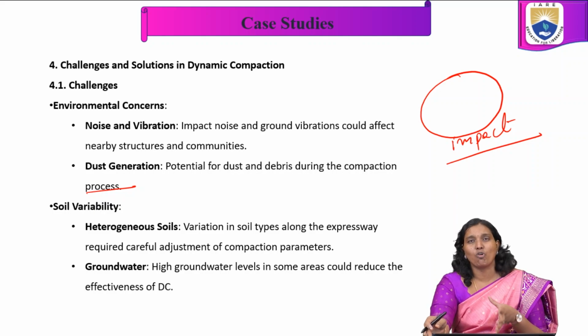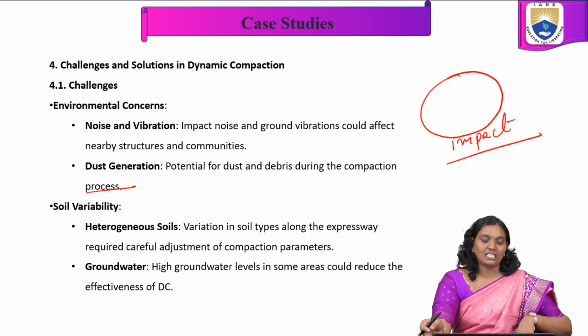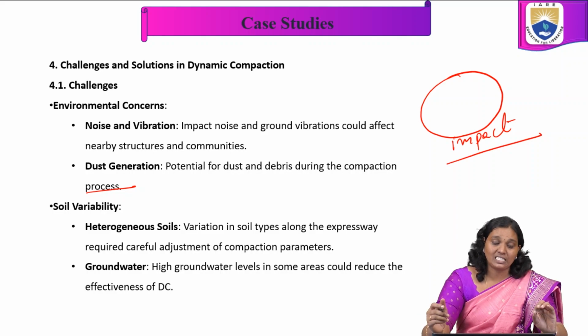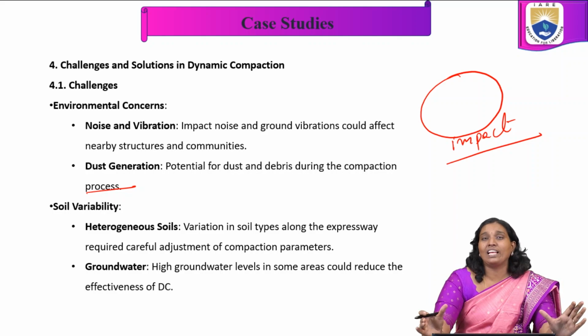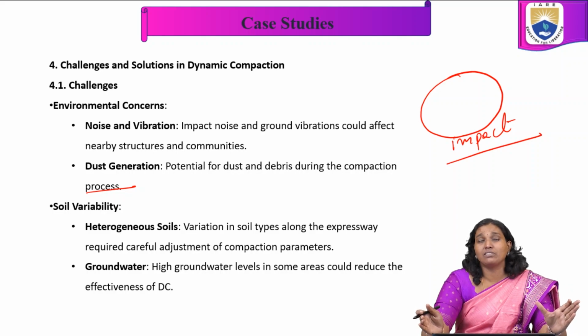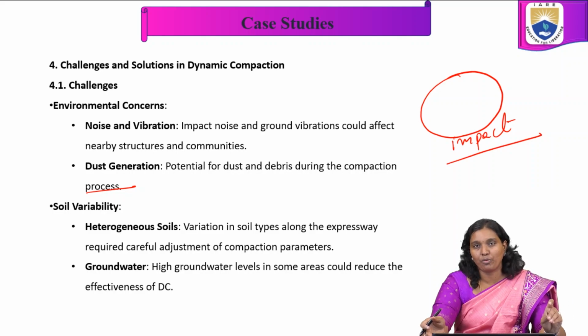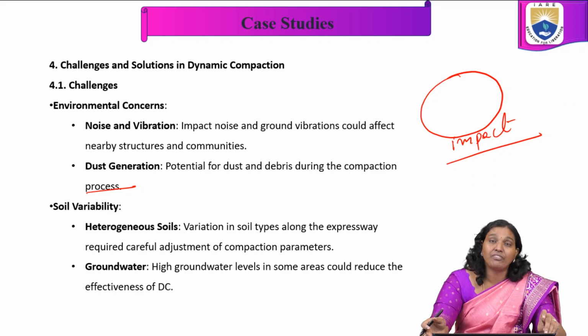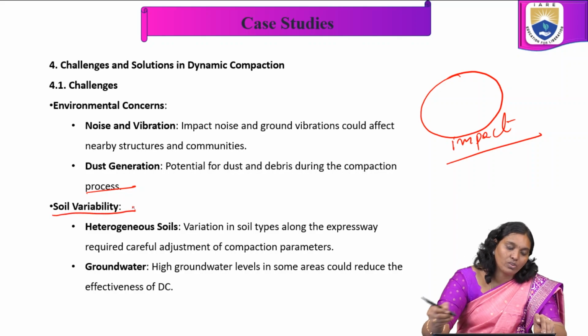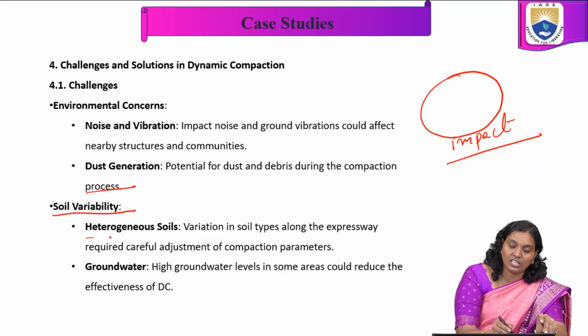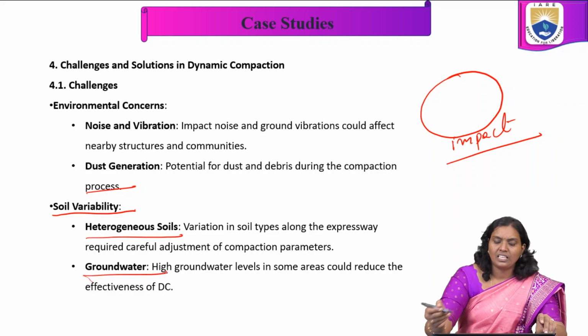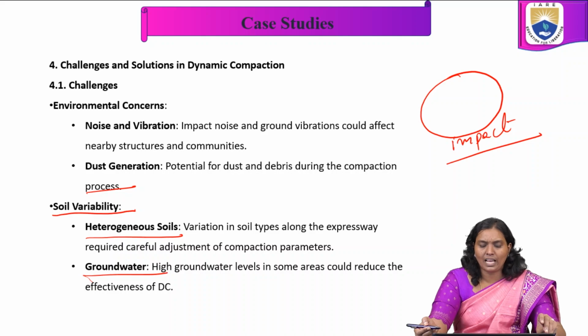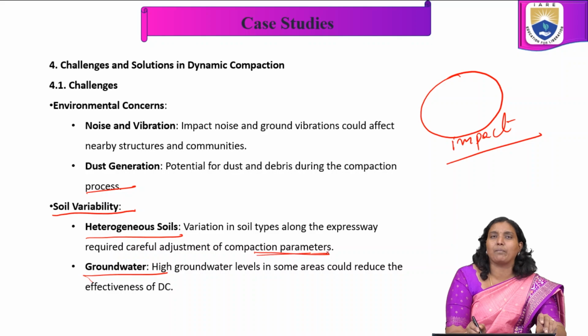We are going to reduce how much we can. And also the soil variability, from this kind of long stretched areas, we choose this ground improvement technique, dynamic compaction, that plays a different role in various scenarios. In soil variability we are going to face heterogeneous soils and groundwater. Thus, variation in soil types along the expressway requires careful adjustments of compaction parameters.